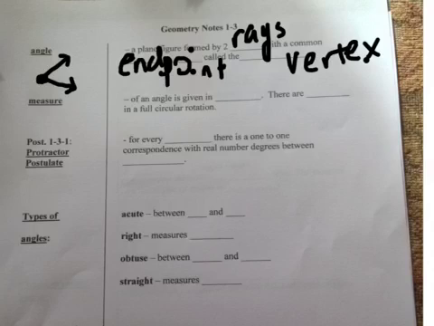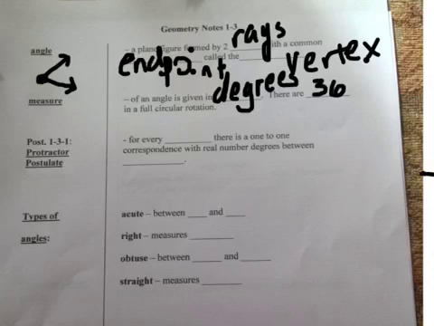The measure of an angle is given in degrees. At least that's how we study it now. When we get into trig, we talk about radians, which is another way of measuring it. There are 360 degrees in a full circular rotation.